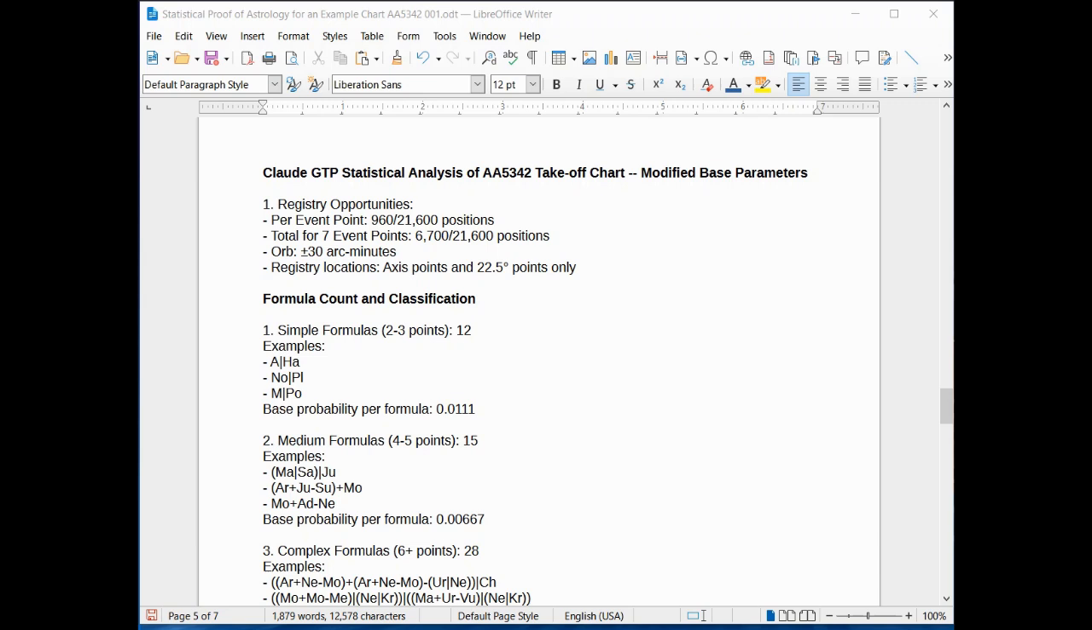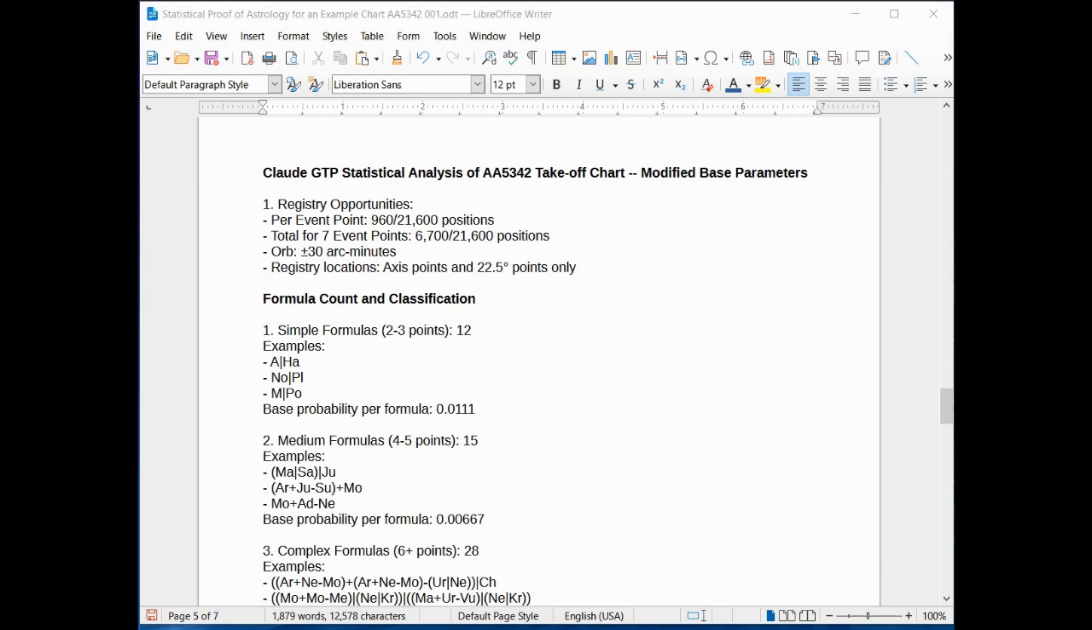I used Claude GPT Sonnet to perform a statistical analysis of this flight takeoff chart. The base parameters were modified from a wider parameter having to do with the OKC bombing. This one only uses what is within 30 arc minutes of the event points, or within 30 arc minutes of the 22.5 dots to the axis.